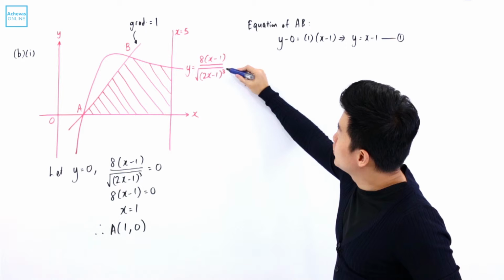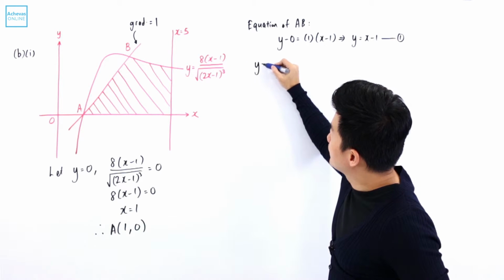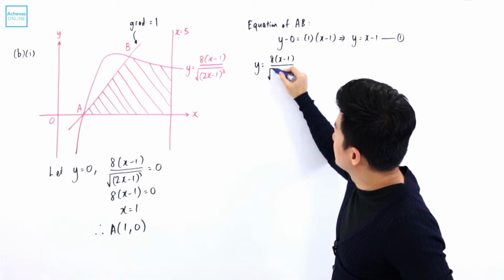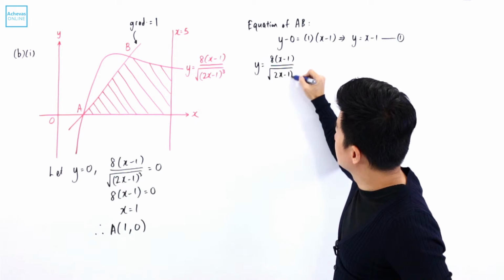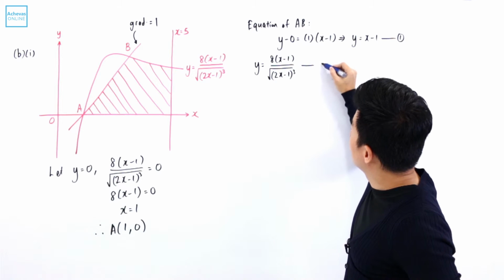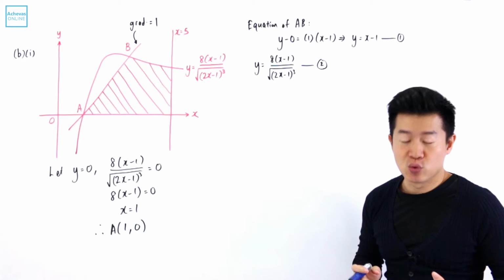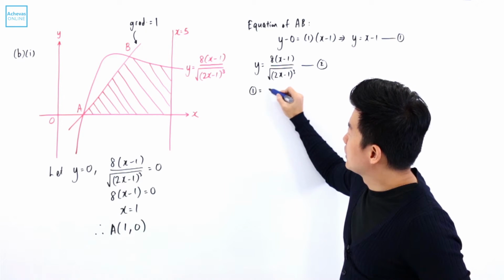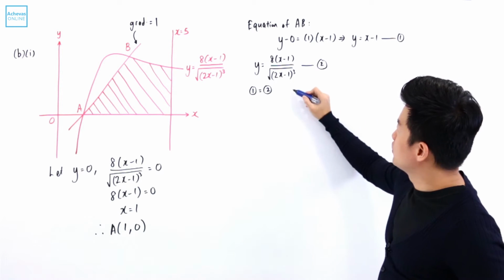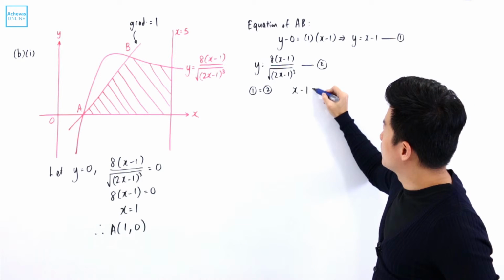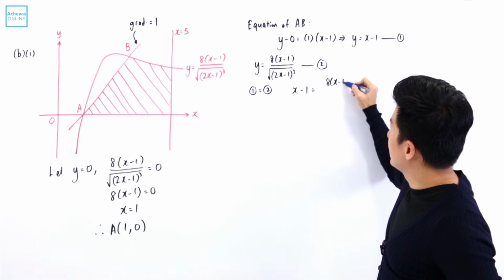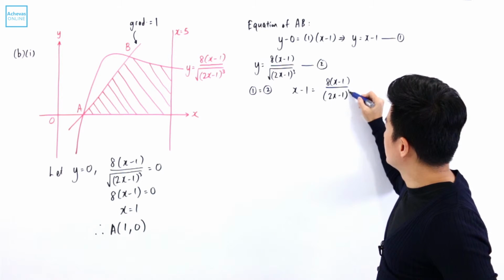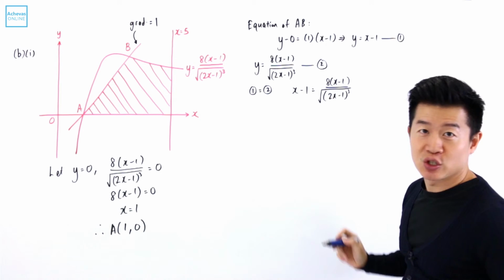As for equation number 2, it is this curve, so I'll let y be equal to 8x minus 1 divided by square root of (2x minus 1) to the power of 3. I will let this be equation number 2. Let's try to solve for these two equations. I'll let equation number 1 be equal to equation number 2. So x minus 1 is going to be equal to 8x minus 1 divided by square root of (2x minus 1) to the power of 3.